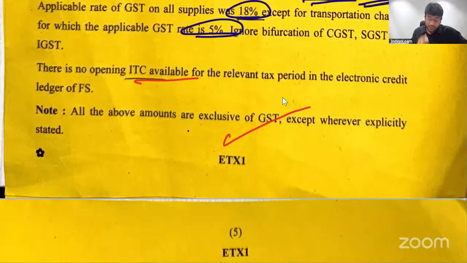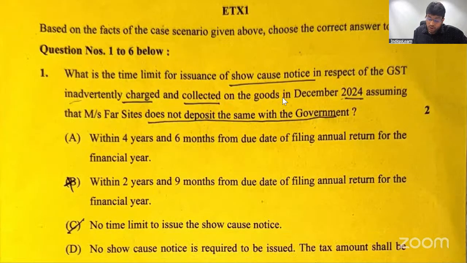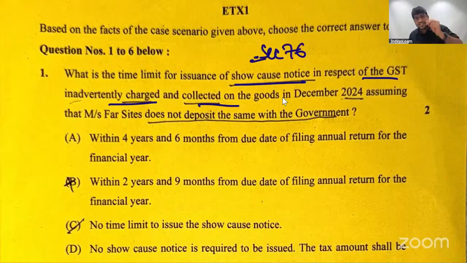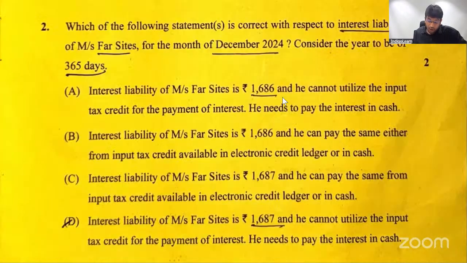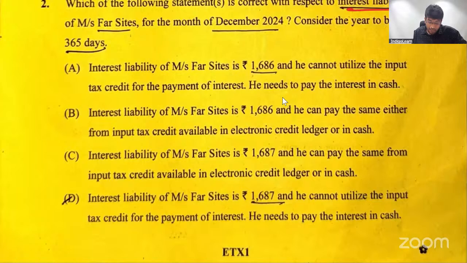First bit what they asked is, what is the time limit for issue of show cause notice for GST in a case where it is charged and collected? So this concept is given by section 76. In section 76, tax collected but not paid, there is no concept of time limit for issue of notice. There is only time limit for passing order. So the answer is option C for this question. Next, second question. What is the interest liability? Already we discussed 1687, but we have to pay using electronic cash ledger only. So the answer for the second bit is option D.